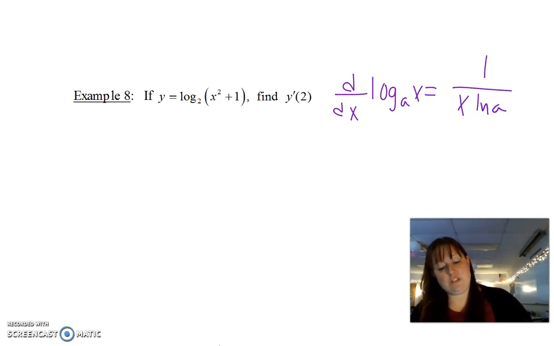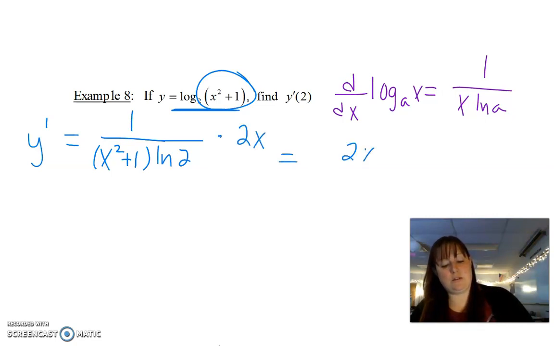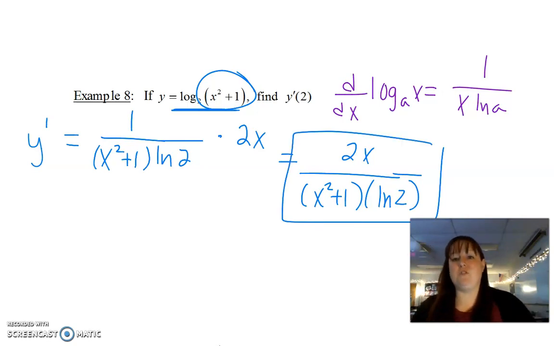Okay? So, first things first, that means y prime is going to be 1 over x squared plus 1 times ln of 2, correct? Because that's the derivative of this. But then we got to multiply by the derivative of the inside, so that's 2x. So we end up with 2x over x squared plus 1 ln 2. So the only difference between this and the natural log is we tack on that ln of 2. Because, you know, we would have tacked it on with the natural log before, but ln of e is 1. So there you go.